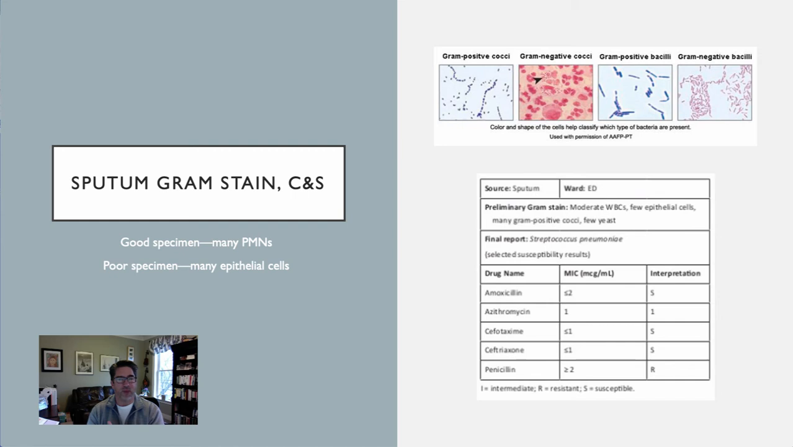On the other hand, if we get mostly spit in that sputum specimen, then there's going to be lots of epithelial cells and few, if any, PMNs. And so we got saliva instead of mucus from the lungs. And that's important to know, that the gram-positive or gram-negative cocci that we found in the sputum are not important when we think about this, right?